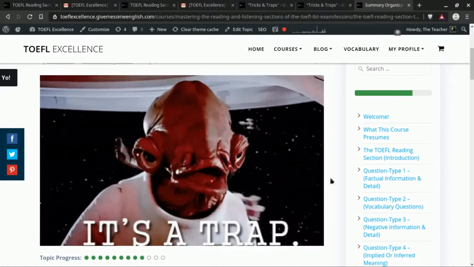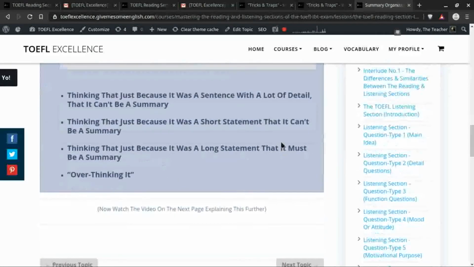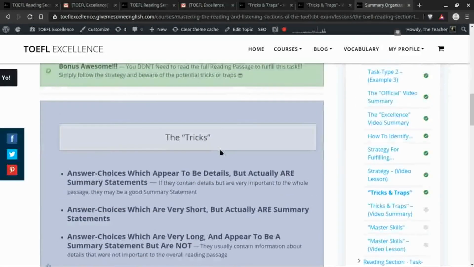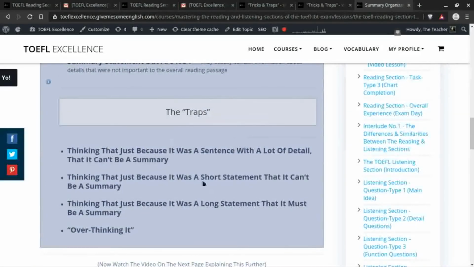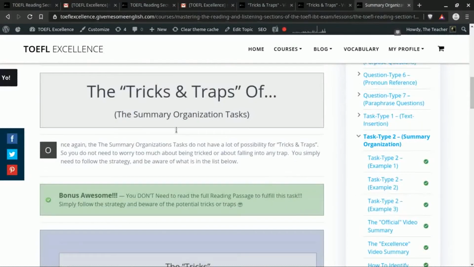And I just realized that these ships appear to be flying backwards. It's a good thing that in this course we are flying forward. So make sure that you are aware of these tricks and traps and follow the strategy, and you won't be flying backwards. You will be flying forward into TOEFL Excellence. I didn't even plan that one.